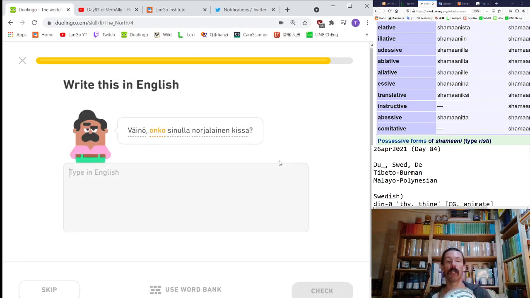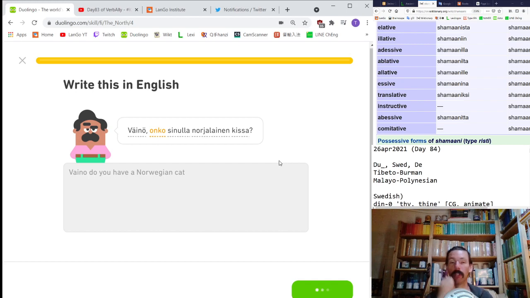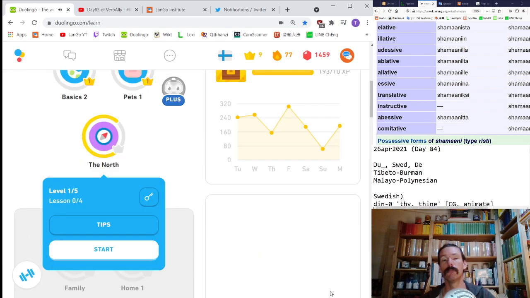Väinö, onko sinulla norjalainen kissa? Name Väinö. Do you have a norjalainen kissa, a Norwegian cat? So apparently Finnish people are really concerned with the nationality of pets, is my takeaway from this lesson. They will not stop talking about it. They're pet racists. JK.